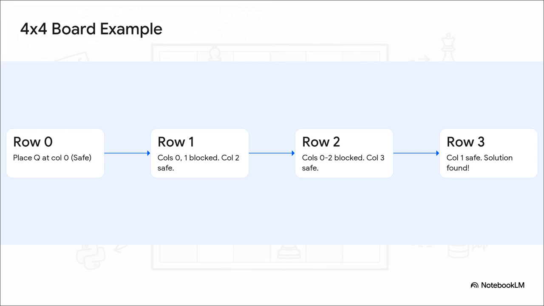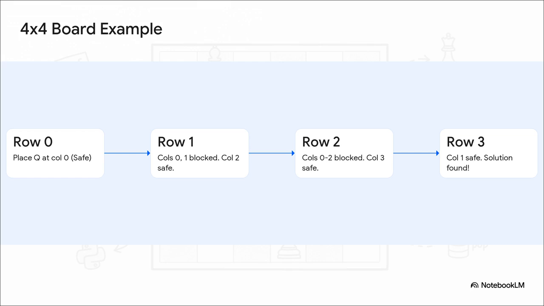We start at row 0 and place a queen at column 0. Looks safe. We drop to row 1. Now, column 0 is blocked, column 1 is a diagonal conflict, but hey, column 2 is safe. Let's place it. Down to row 2. Columns 0, 1, and 2 all have conflicts, but column 3 is safe. Finally, down to row 3.